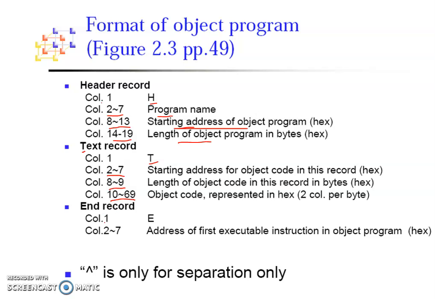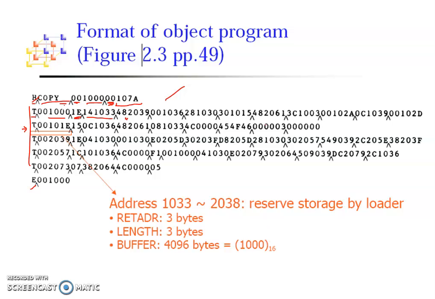Then the end record: column 1 will be E, and columns 2 to 7 hold the address of the first executable instruction in the object program, in hex. In the text records also, after one text record of length 1E is stored, the next text record will have a starting address that is the next instruction address. That will be the starting address of the next text record. Similar will be the case for the later text records also.